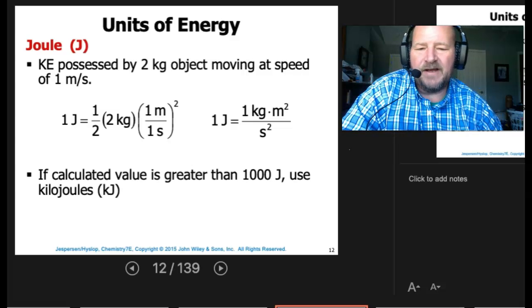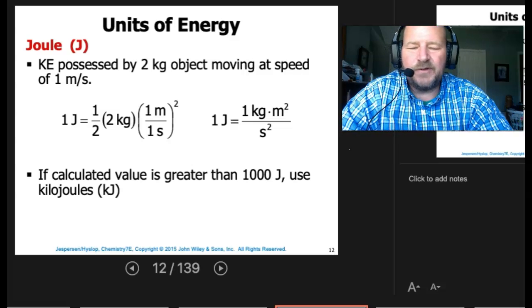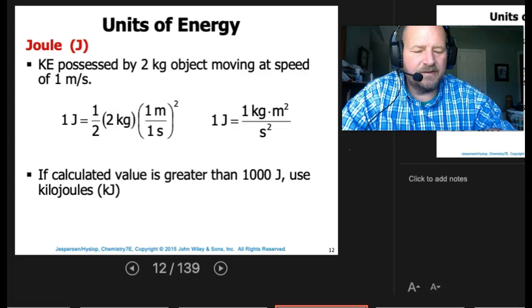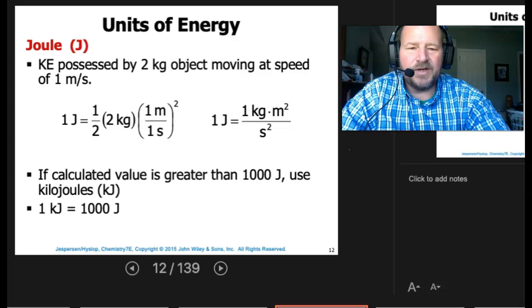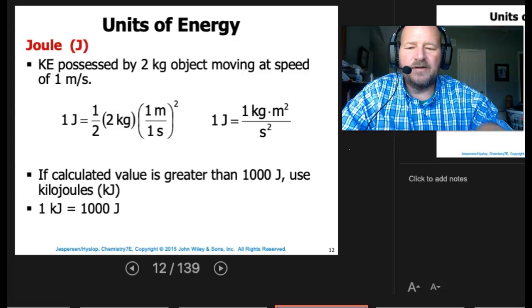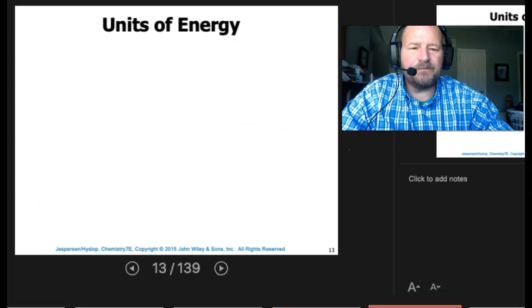Now, if the calculated value is greater than 1,000 joules, we will use kilojoules, right? It's a metric unit. So 1 kilojoule would be 1,000 joules.